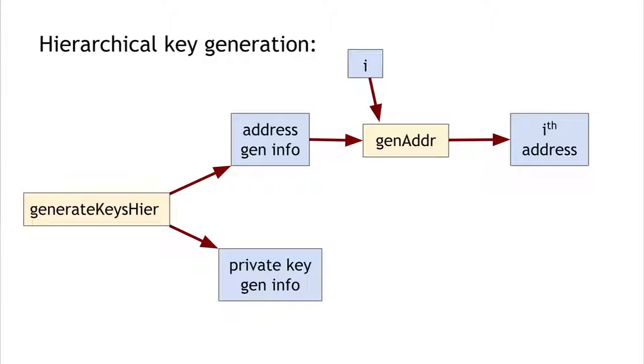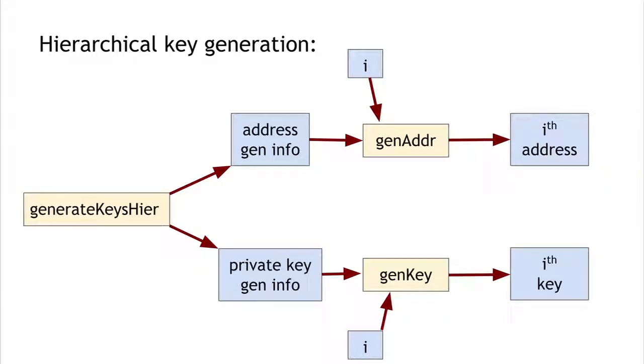Similarly, on the private key side, we can take this private key generating info and use it to generate a key, again using any integer i. And what we get is the ith key in the sequence. Right. Now what makes this useful is that it has two important properties.